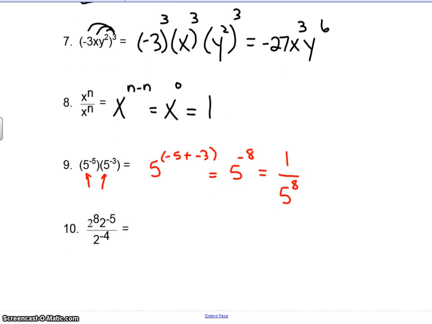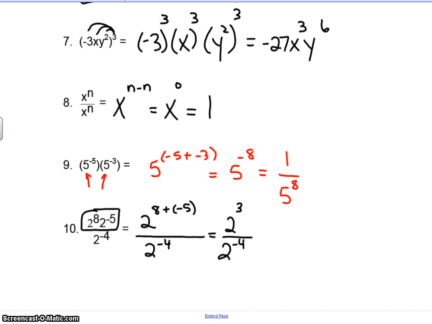And then on number 10, we're going to start with the numerator here. This is a multiplication problem. The bases are both 2, so 2 to the 8 plus negative 5 over 2 to the negative 4. So that's going to give me 2 to the 3rd power in the numerator over 2 to the negative 4 in the denominator. And then with division, the bases are the same, so I'm going to subtract the exponents. 3 minus negative 4 is going to be 3 plus 4. So that's 2 to the 7th power.